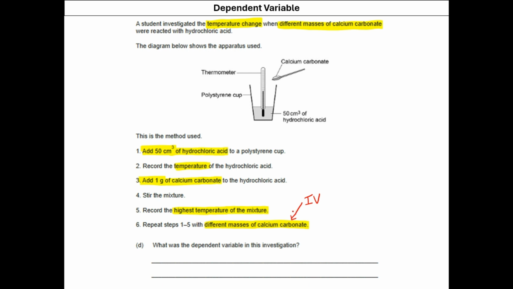But the other thing that's changing that I don't know what it's going to be is the highest temperature of the mixture. And actually, what they're going to make us do is work out the temperature change. That's why we have the temperature at the start and the highest at the end. I don't know what that's going to be, so that's what I would measure. That's my dependent variable. So temperature change.